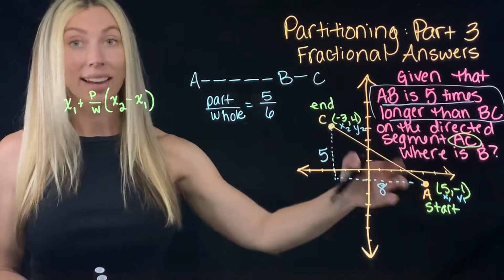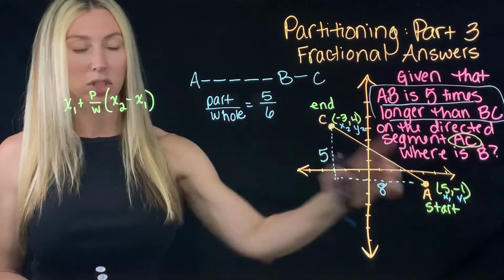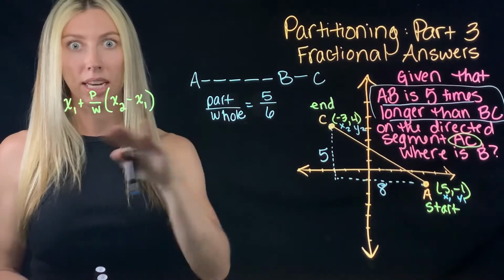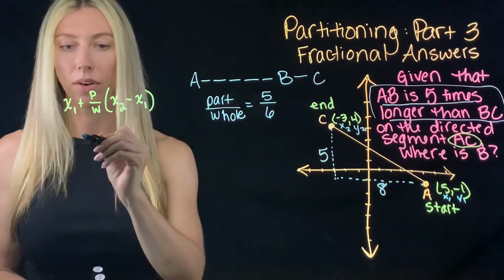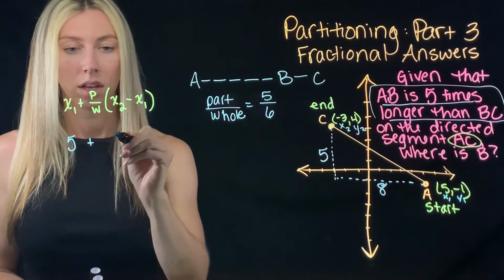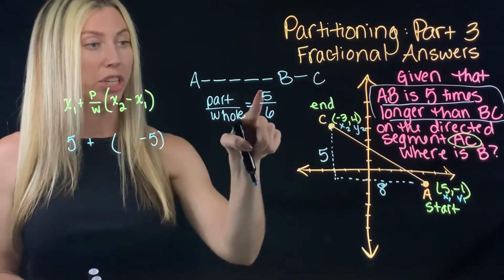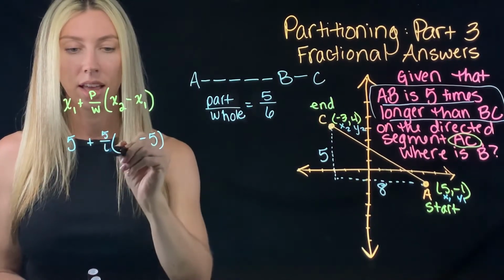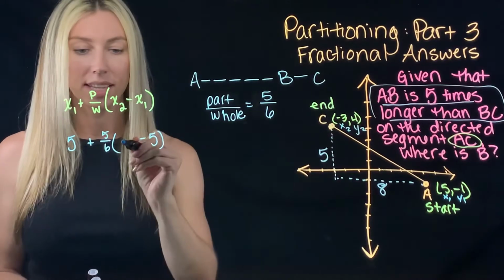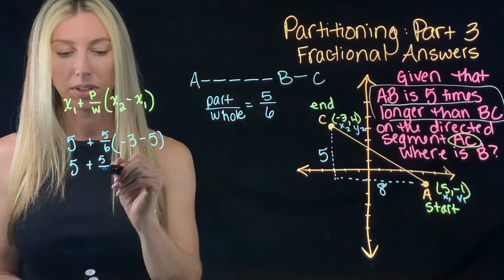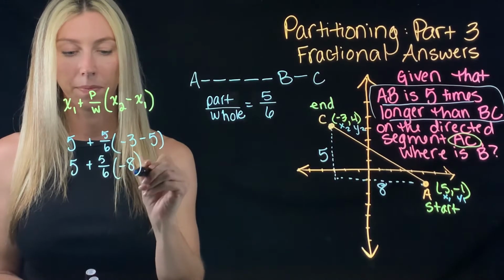So a nice check that I like to do is, because x1 comes at the beginning and at the end of the formula, I like to plug it in both places at once. That way I don't forget. And then the part over whole ratio is going to be 5/6, and x2 is -3. So here I have 5 plus 5/6 times -8.